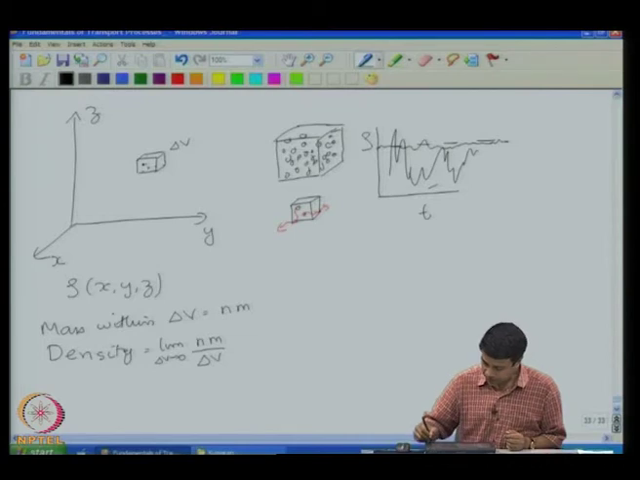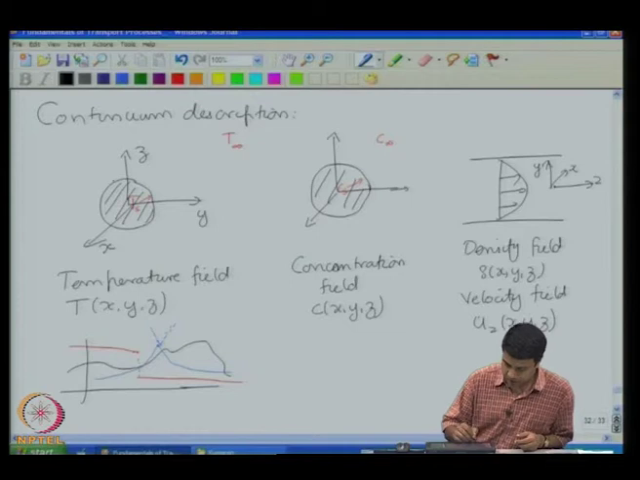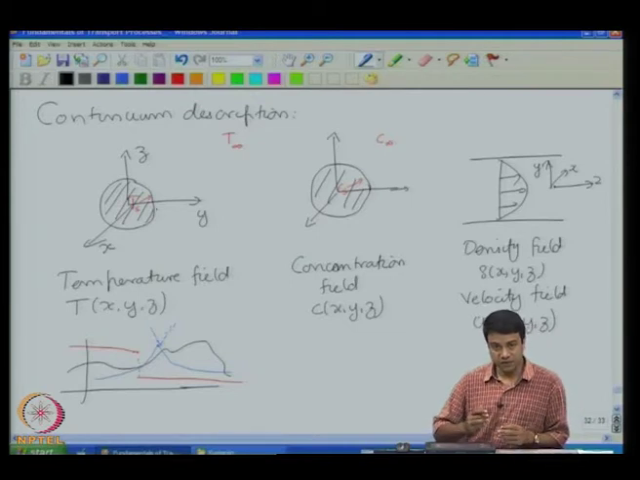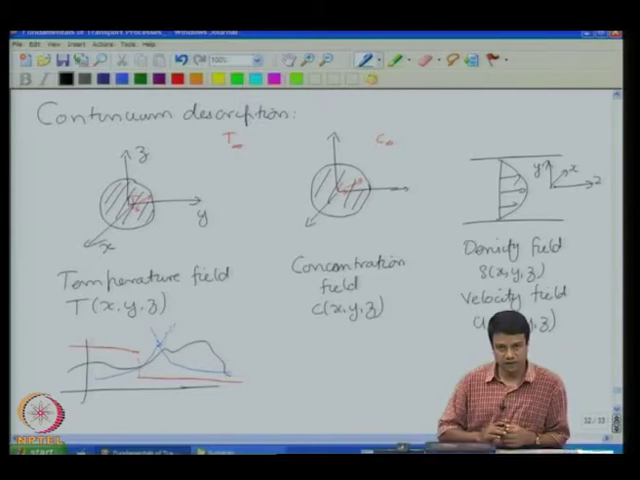However, I cannot make this volume comparable to the catalyst particle size, because I want to find out what is the variation of the concentration over distances comparable to the radius of the particle itself. Okay. So, the volume cannot be made too large such that it becomes comparable to the macroscopic size.